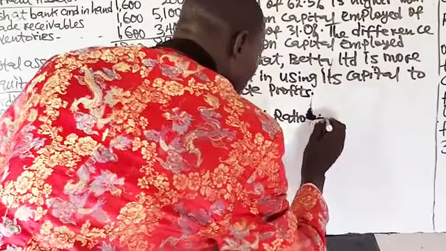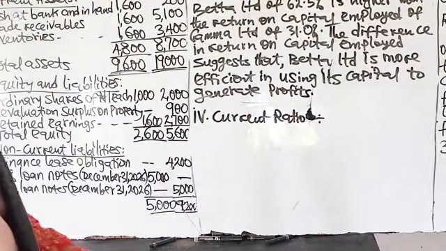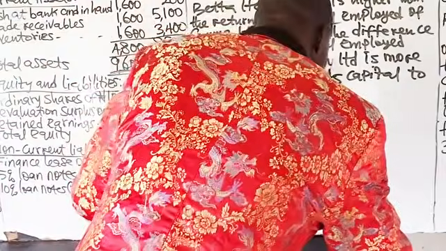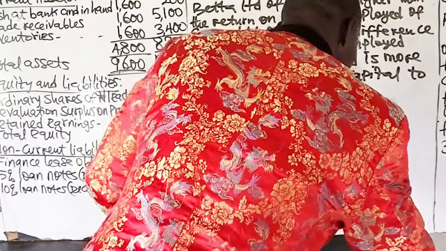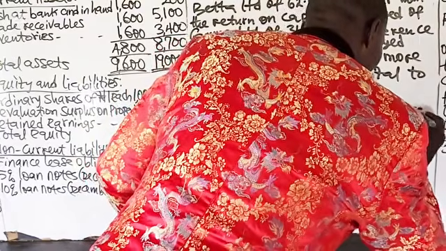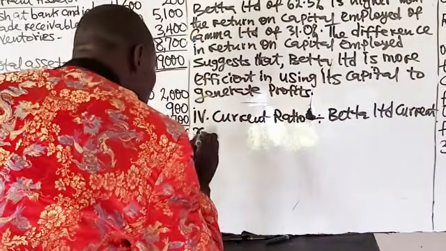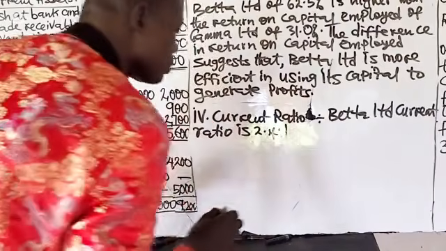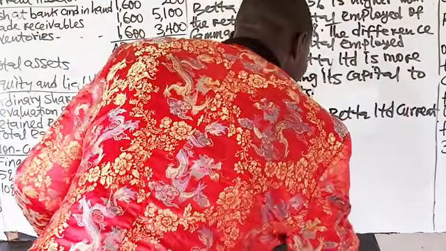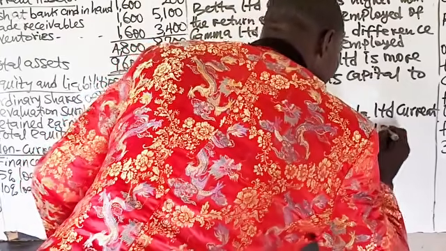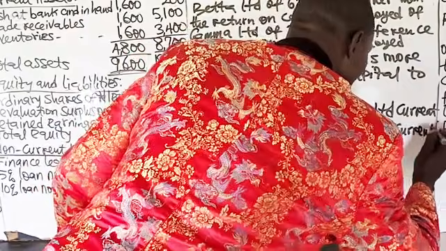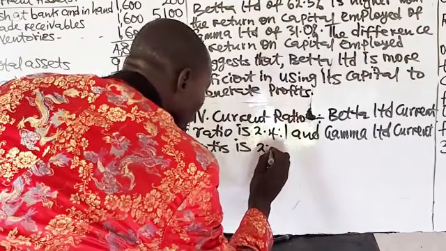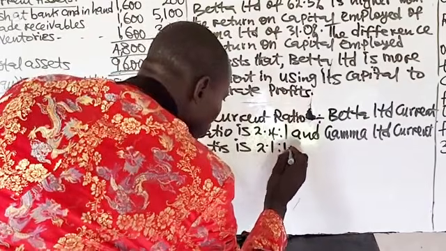Current ratio. So what can we say about it? Beta Limited's current ratio is 2.4 to 1, and Gamma Limited's current ratio is 2.1 to 1. So what does this suggest?